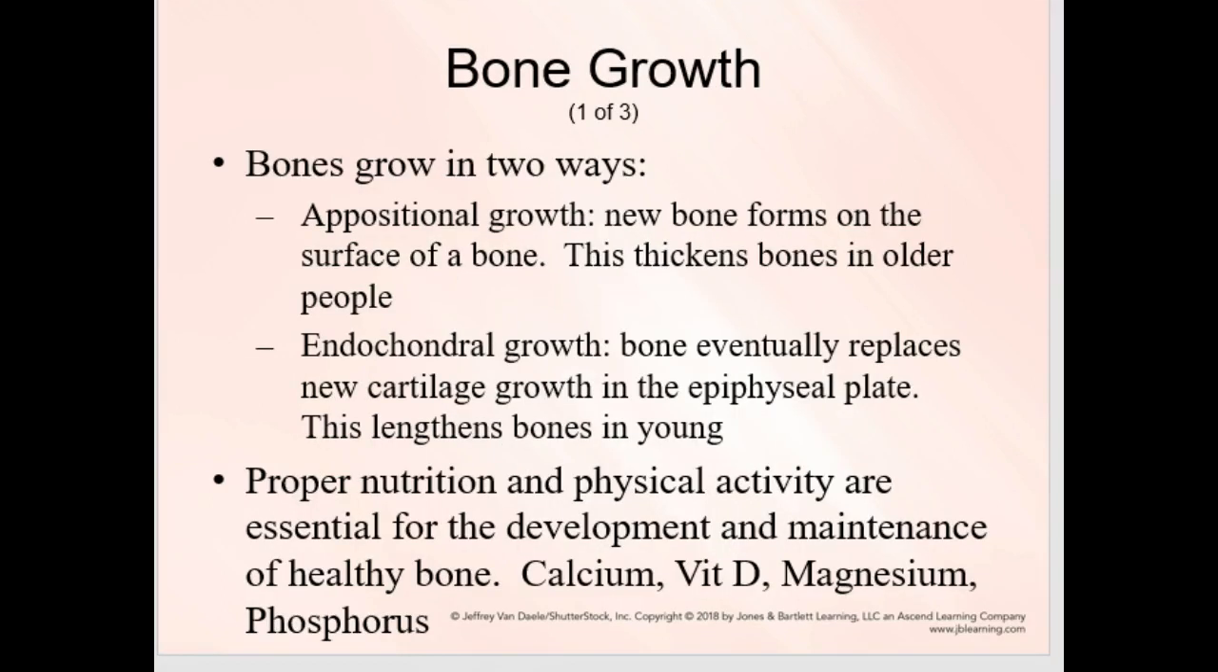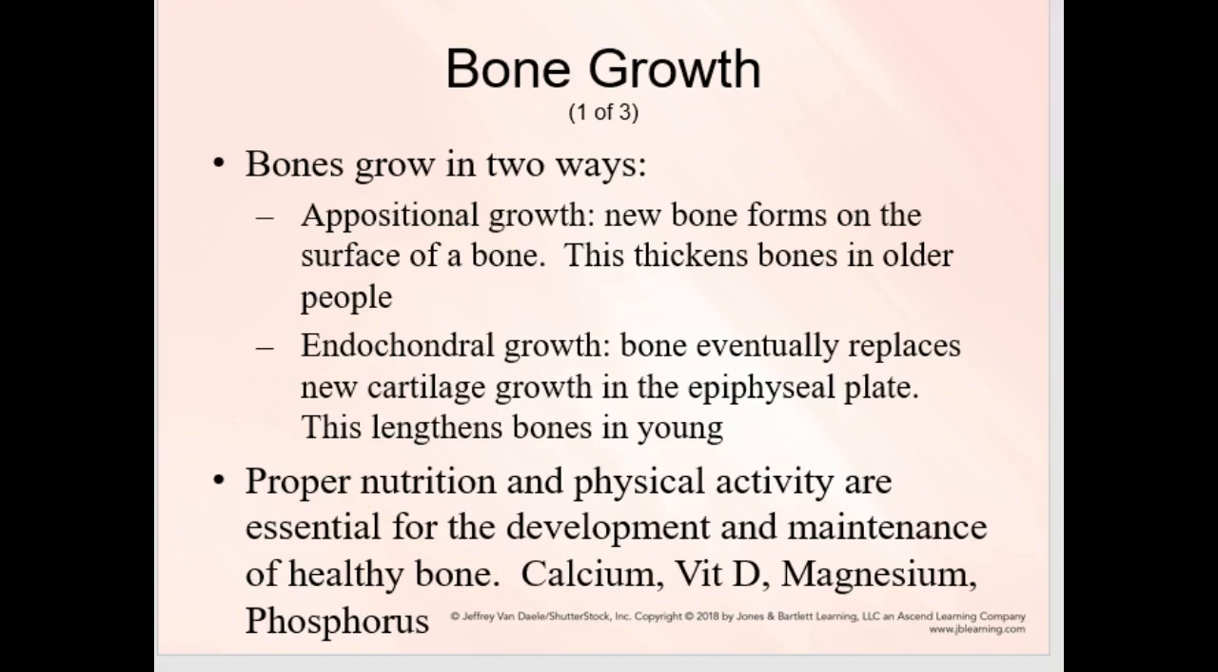So bones will grow in two ways. Appositional growth is when new bone will form on the surface of a bone, which generally will make the bones thicker. As we all get bigger, we get bigger boned, and that's why we can't lose weight, right? I'm just joking. A little bit, but really not really. As we get older, your bones just get wider. It's part of the growth process. And that's why people's faces and their body shapes change as they get older. But it's not a huge amount.